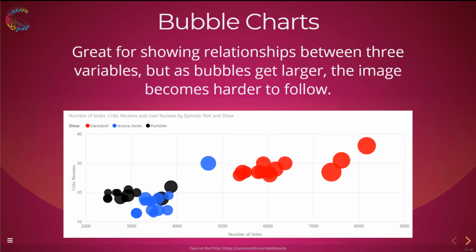Bubble charts are great for showing relationships between 3 variables. So here I had number of votes, number of critic reviews, number of user reviews. So user reviews measured the size of the bubble. Well, that's really hard to read. There's a cluster with Daredevil episodes where it's real difficult to tell. Even when I only have about 39 data points on here, it's really hard to tell where the points actually are because the bubbles get so big.